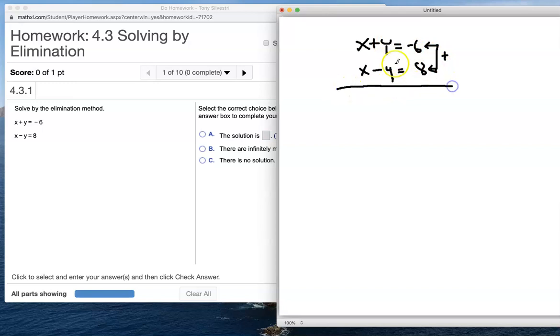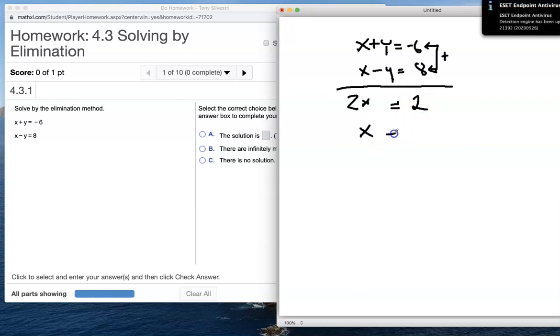So if we add those two, you see x plus x is 2x. The whole idea is that we're eliminating the variable y because we see a plus y plus a minus y, and that cancels. And that's equal to negative 6 plus 8. That gives me 2. And so if I solve for x, I get 1. And so there's half the answer right there.